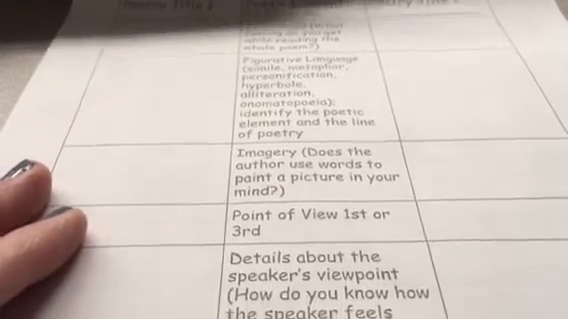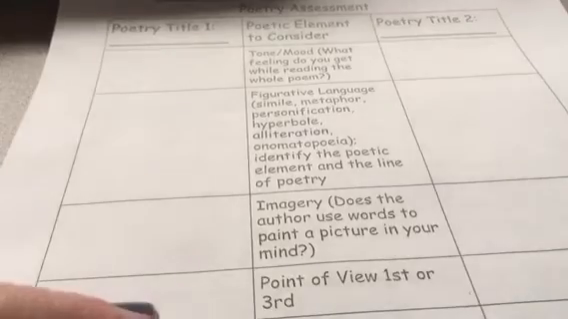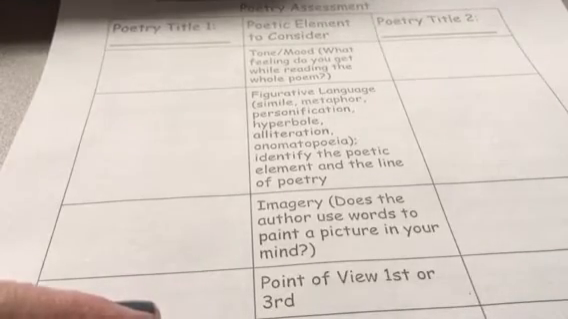Imagery. Does the author use words to paint a picture in your mind? Point of view, first or third. Details about the speaker's point of view. How do you know how the speaker feels about the topic? These things that you write in here are like little bullet notes. They don't have to be written in complete sentences.